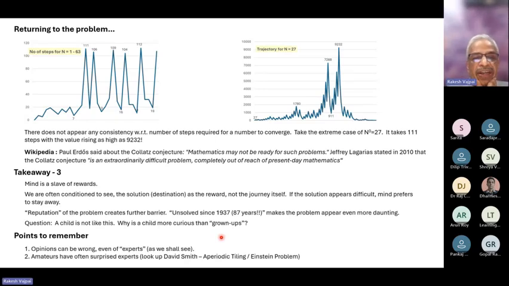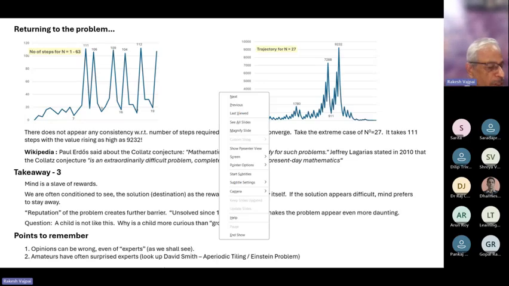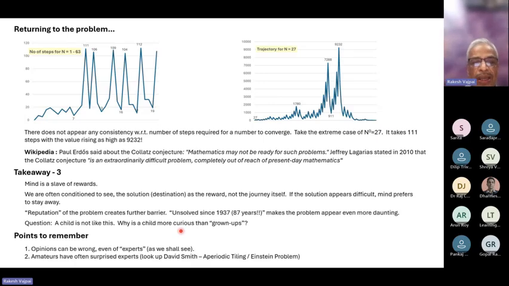And the second is that one doesn't have to necessarily be an expert to attempt a problem. I am not going into the details of this particular aperiodic tiling, but it's an important thing. If you look it up, there is this person called David Smith, who's actually an amateur, but he was the one who figured out the first solution to this problem. Not only the first, but he came up with at least one or two more solutions to the same problem. And it was a complete amateur.